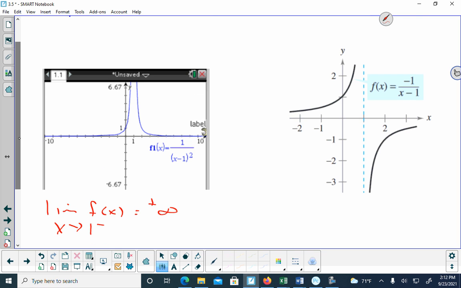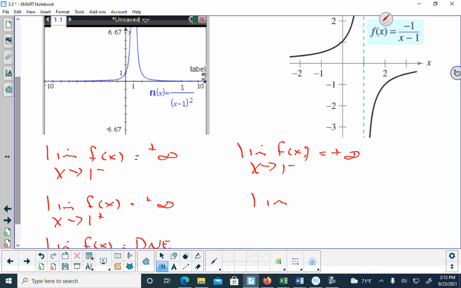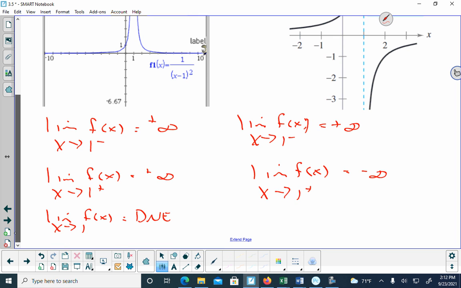Let's do this one. Same discontinuity at 1, but now I'm taking the limit of f of x as x approaches 1 from the left, and you're going to tell me? The limit of f of x as x approaches 1 from the right is negative infinity, and then the limit of the whole thing does not exist. Questions on any of this? That's pretty easy, yes?